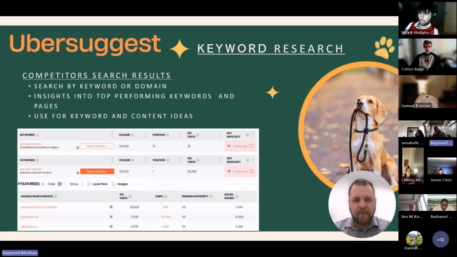This tool allows you to search by either a keyword or a specific domain, providing key insights into your domain's top performing keywords and pages. And those are your competition. This can be used for both keyword and content ideas, and highlight strategies that are working for major competitors so you can adopt or improve them to increase awareness, engagement, and ultimately drive conversions.